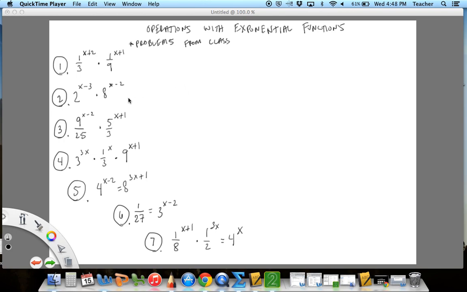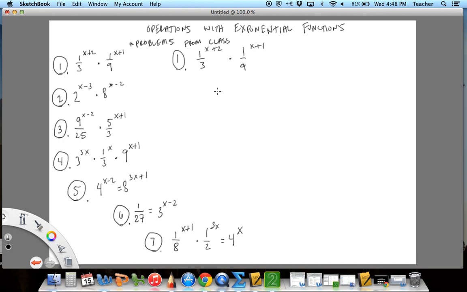The goal of these particular problems, 1 through 7, is to get a common base, and we're going to manipulate these particular bases so that they are the same. And in doing so, it's going to affect the exponent. So let's take, for example, number 1 here. All right, so we have (1/3)^(x+2) times (1/9)^(x+1). The goal here is to manipulate these bases so that they are the same.